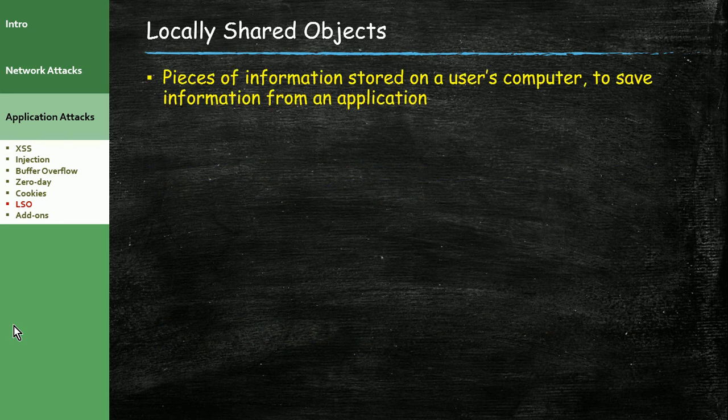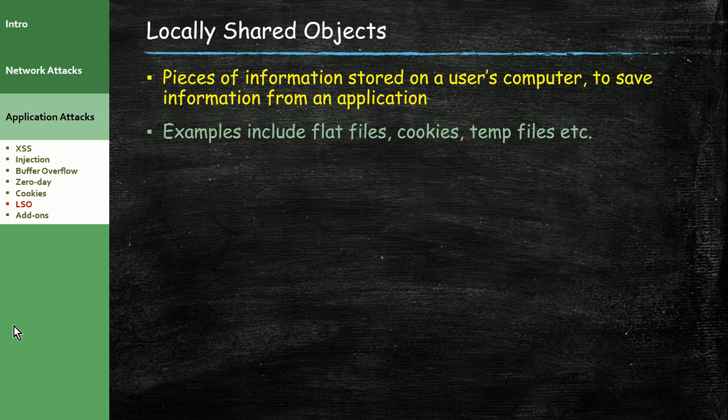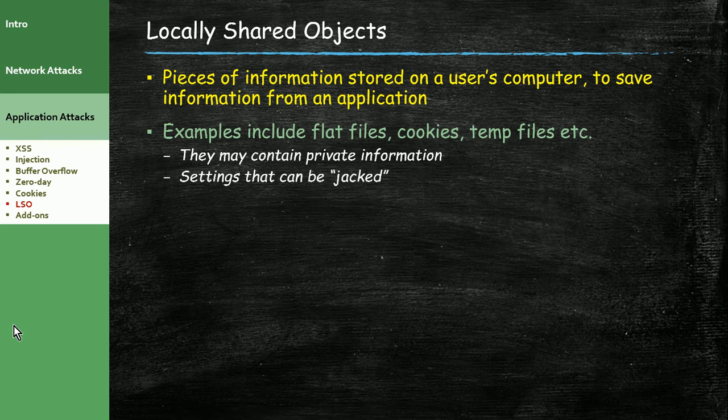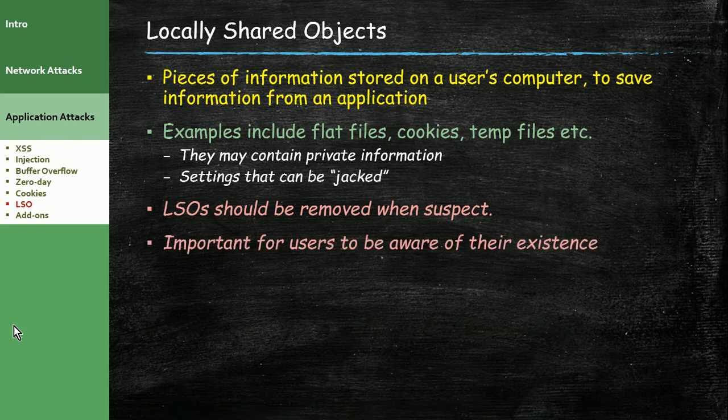So these are pieces of information that are stored on the user's computer to save information from some application. Examples could be flat files, cookies, temp files, and so forth and so on. And they can contain private information. Those settings can be jacked or hijacked. We should remove LSOs when we suspect them, and we should try to avoid using applications that use LSOs when they should be secure applications.